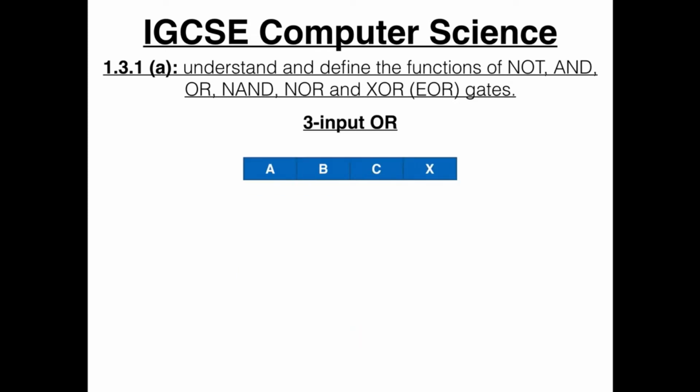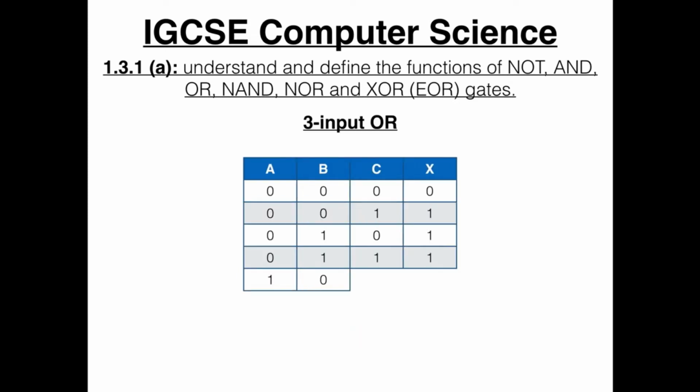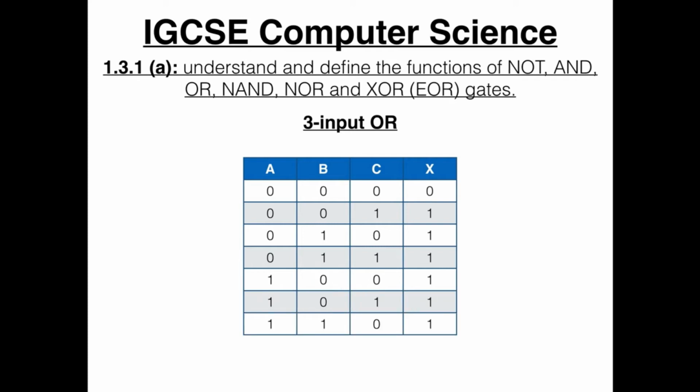So 3-input OR would look something like this. So remember that one or more inputs can be 1 in order for x to be 1. So it looks like that.